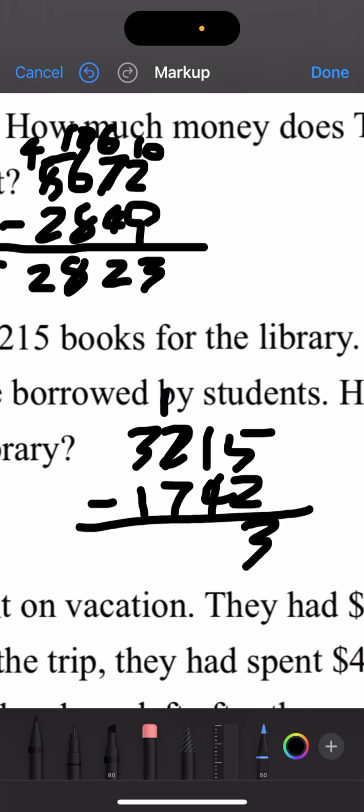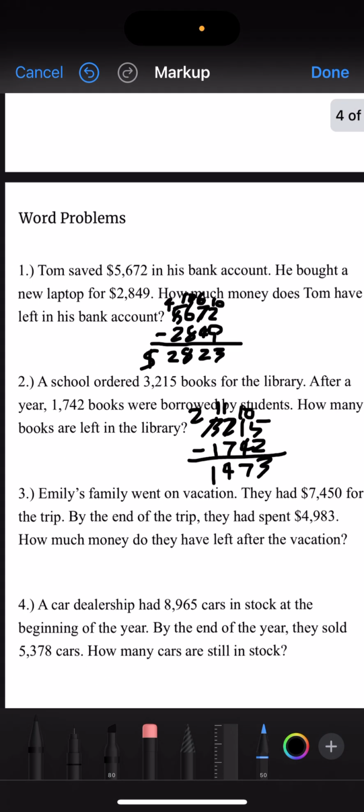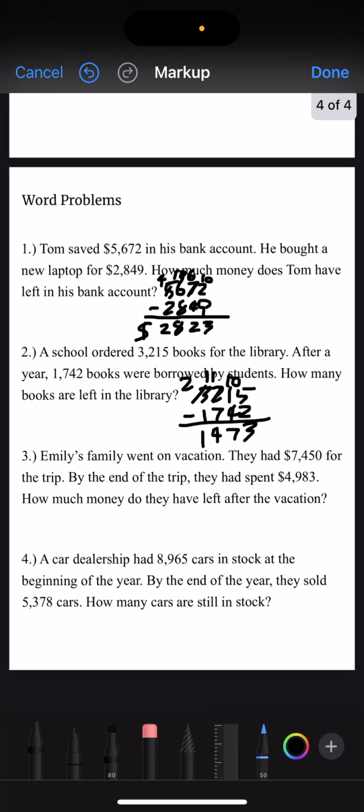3, 1, that becomes 10, or that becomes 11, and that would be 7, and we're gonna have to borrow another time. 11 minus 7, that would be 4, and 2 minus 1 would give us 1,473 books.